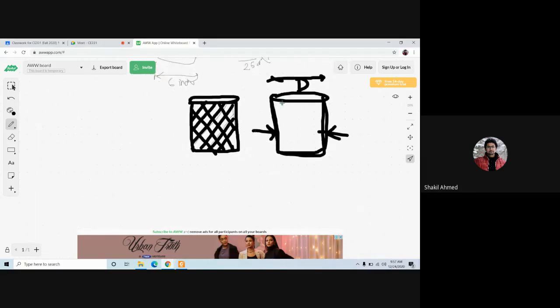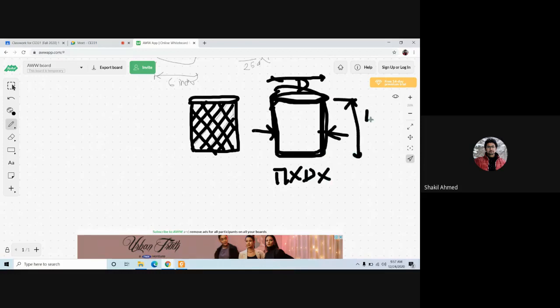So what is this surface area? First of all, you need to take pi D, right? Into the length, right? Pi D means this portion multiplied by the length, then you'll get the surface area. Am I right? Yes, sir. This is the whole surface area.